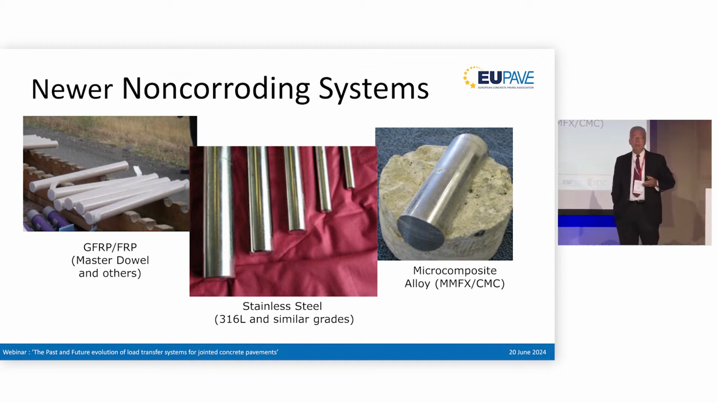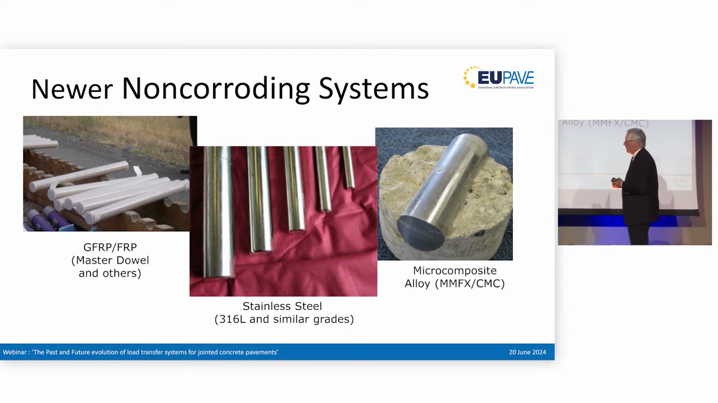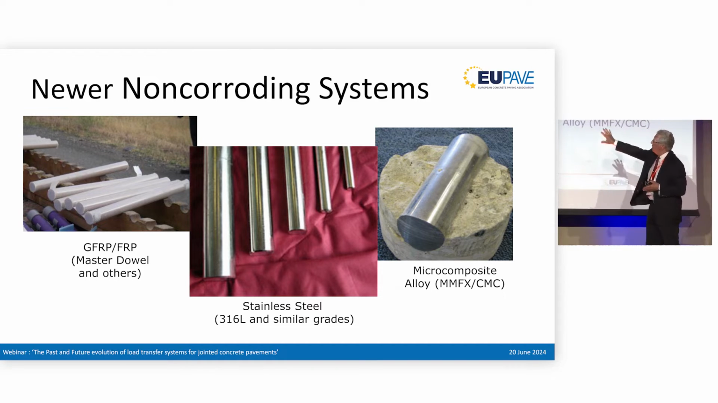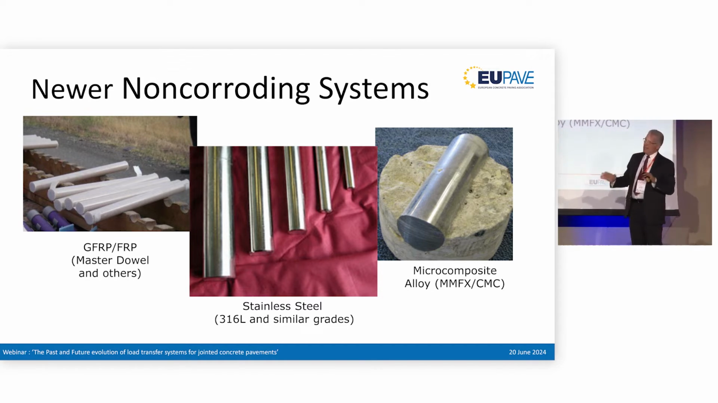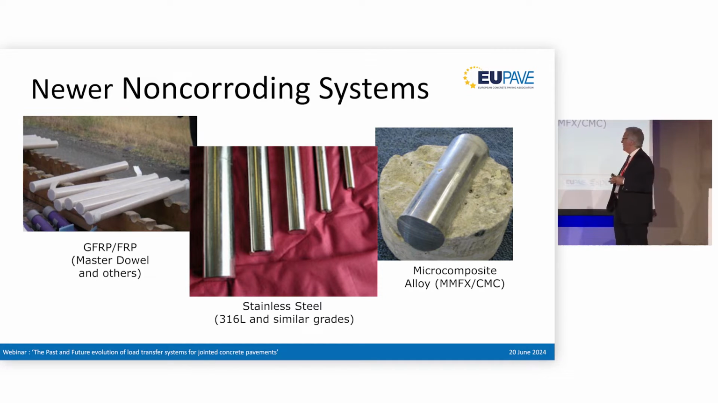We also have been using a number of non-corroding systems. We saw earlier in the last presentation some evidence of the use of composite GFRP, fiber-reinforced polymer bars. That is an area that's growing very rapidly right now in the United States. We've had a number of projects built, not so much lately with the cost of stainless steel, but there have been projects built using stainless steel dowel bars. 316L steel, very, very corrosion resistant, very, very expensive, but it has been used.